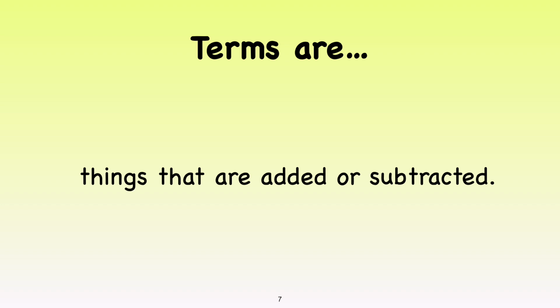By the way, pieces or expressions that are added and subtracted are called terms. In arithmetic, you may have heard the words addends or minuend and subtrahend to talk about parts of an arithmetic problem. Those words are used by arithmetic teachers. In algebra, we're going to refer to pieces that are added and subtracted as terms. Terms are things that are added and subtracted. Say it with me. Terms are things that are added or subtracted. One more time. Terms are things that are added or subtracted.